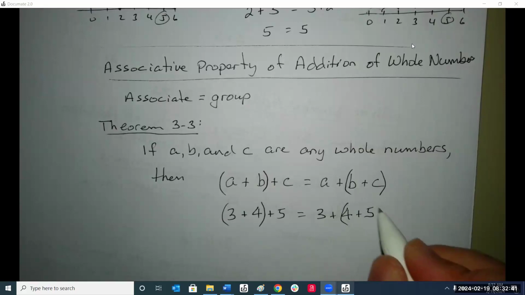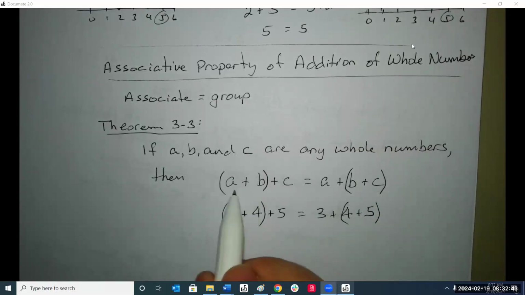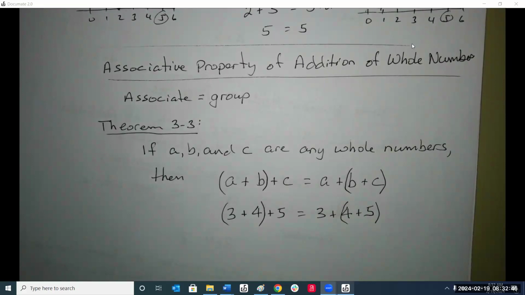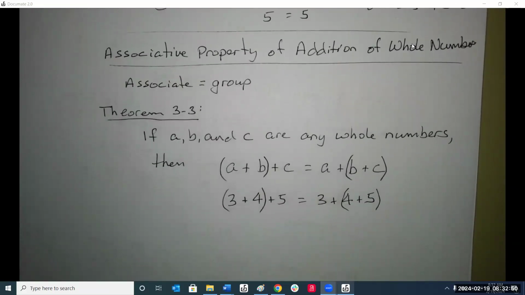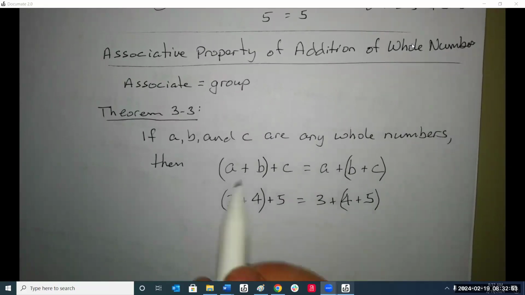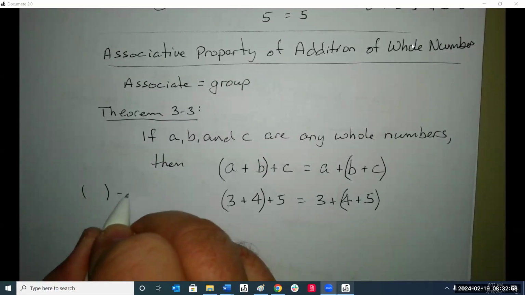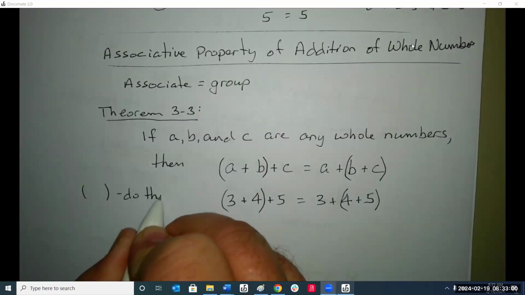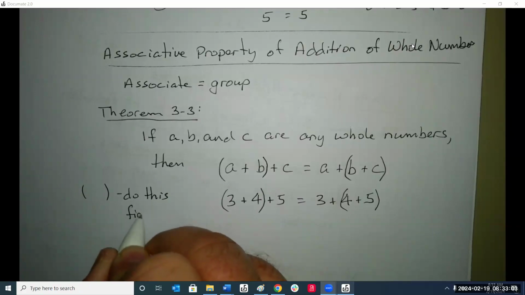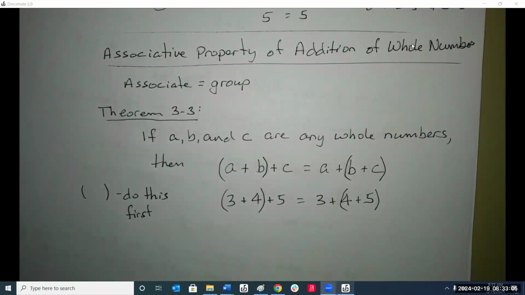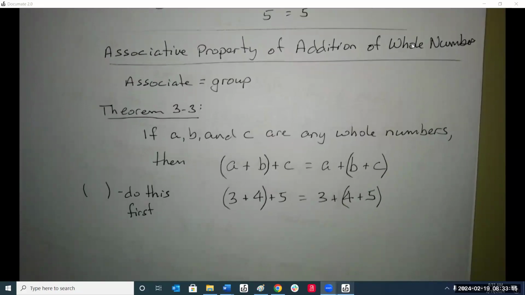The parentheses form a specific group that we have to work on first. All right, so that's the grouping method there. The parentheses, do this first. That's what it's telling us. Because also we have to get to the point of teaching the order of operations to the students, which comes in after we discuss all these.